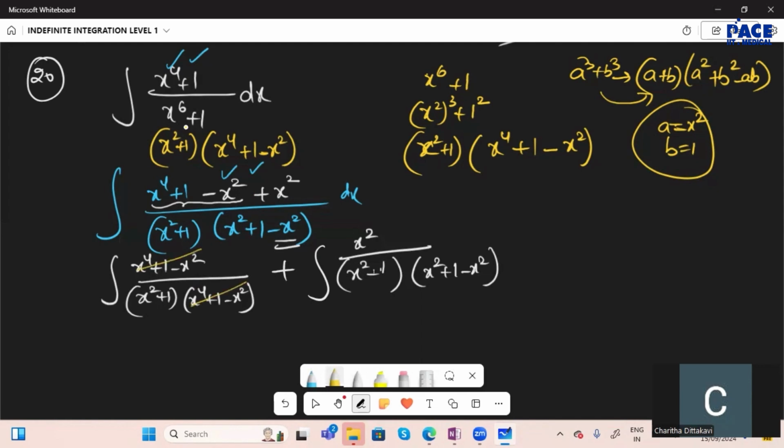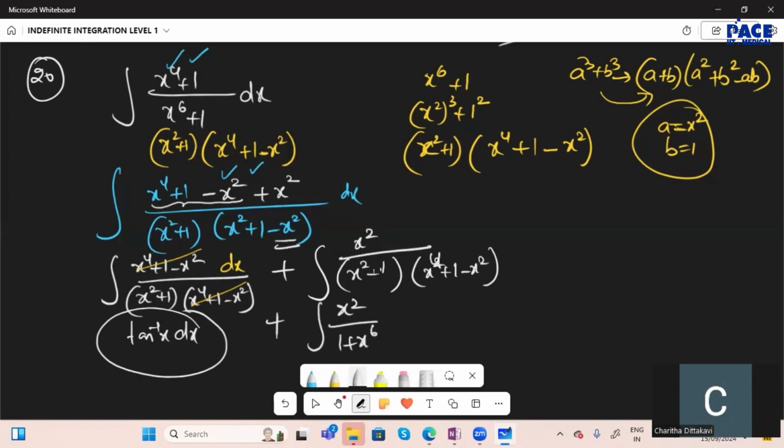Now what is 1/(1 + x^2) dx? 1/(1 + x^2) is nothing but tan inverse x. That part is already done. Now observe carefully. This one, if I keep it in this way, it is not going to fetch me anything, isn't it? This is power 4. So what I'm going to do is rewrite it like x^2/(1 + x^6) dx.